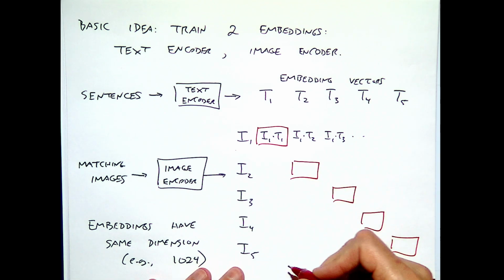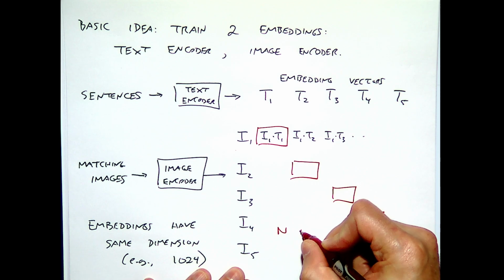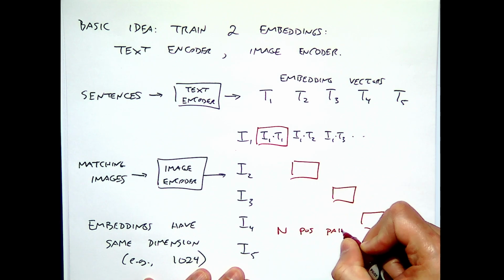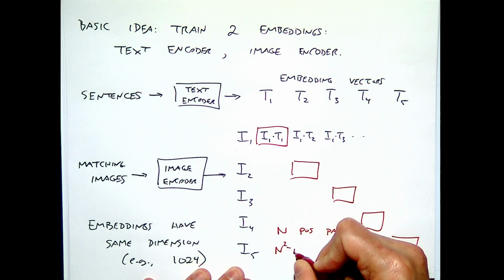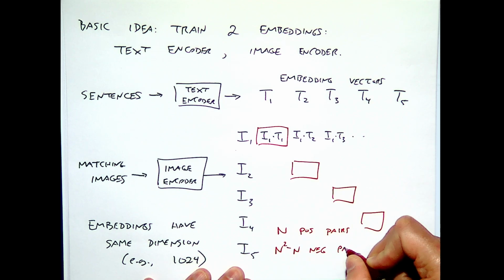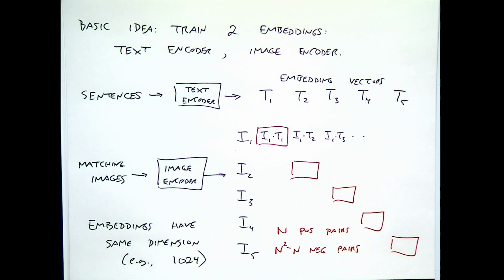So I have basically n positive pairs, and I have n squared minus n negative pairs. And I want to have the negative pairs to have low similarity and the positive pairs to have high similarity. And that's all it is. It's a very simple concept, except I do this with a dataset of 400 million images.